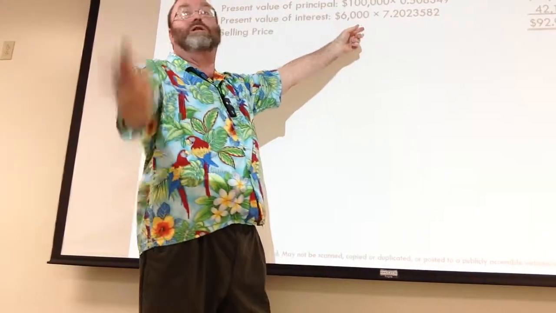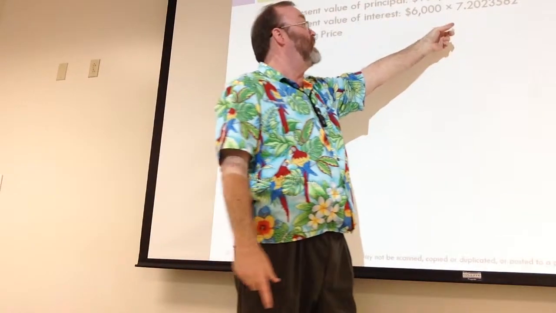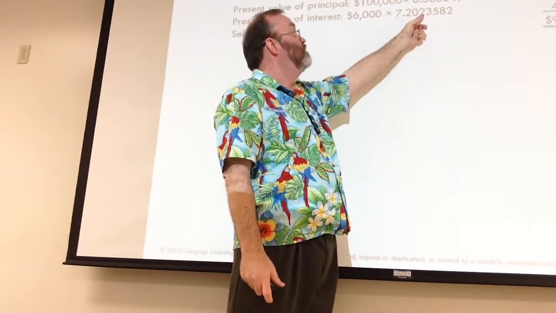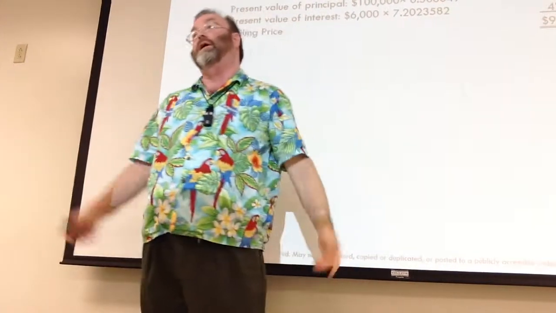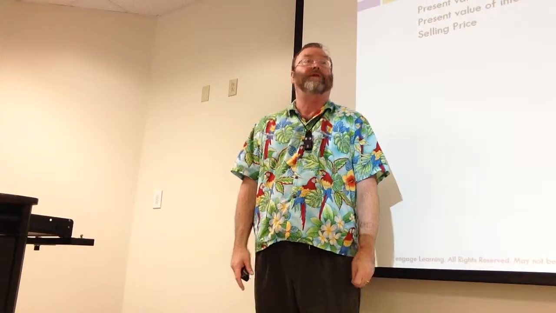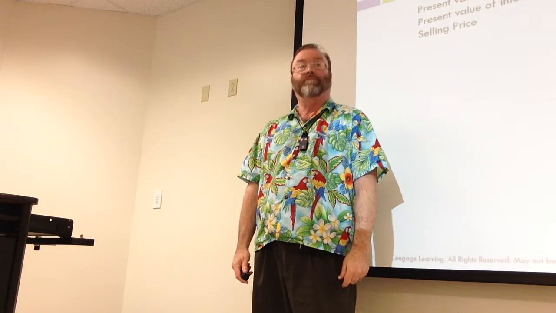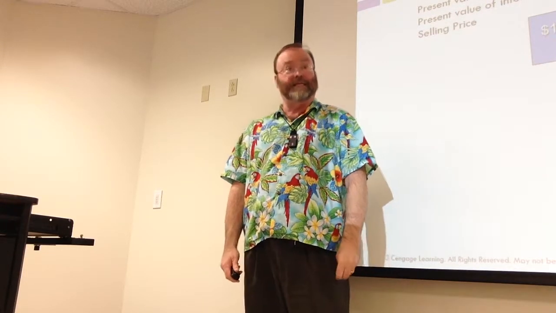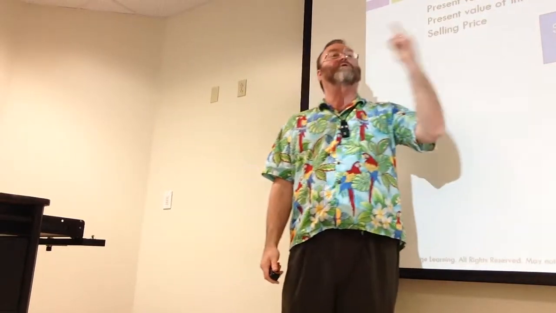0.508394. Go to table 4, repeat the process, you get 7.20235. And sure enough, not 100,000. The market only pays you $92,976.39. So would you subtract that from the 100,000? And that would be the discount on notes payable, that would be your debit.